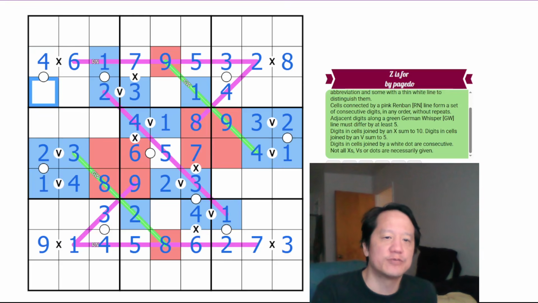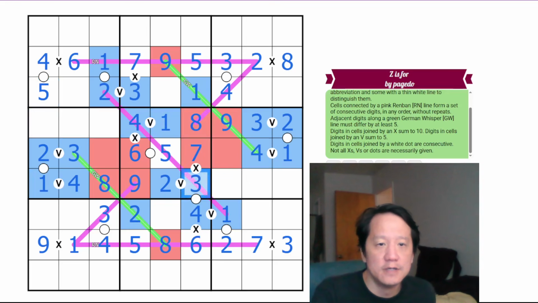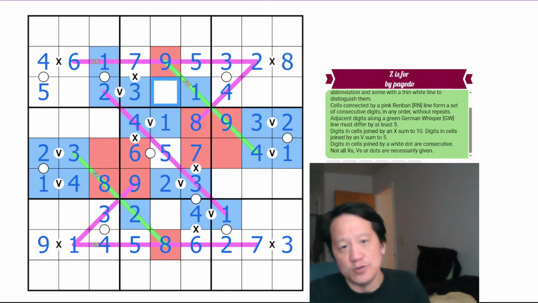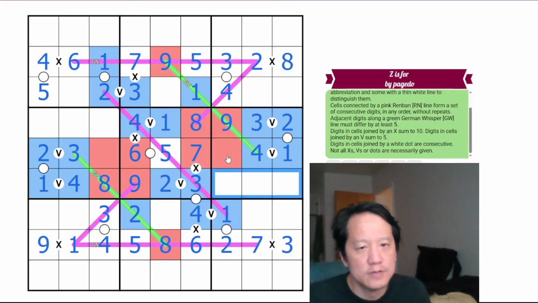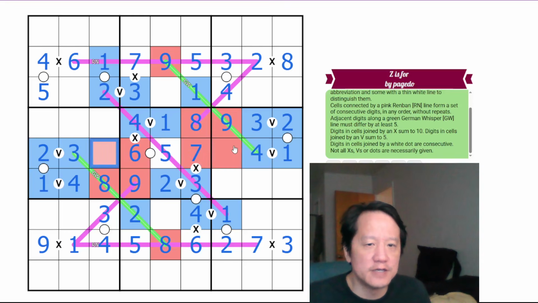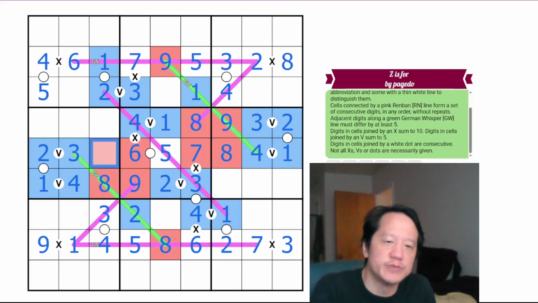4 is consecutive with 3 and 5, but this cannot be 3 because of 3 in the row. So this is 5. And the rest we have to do with normal Sudoku. Okay. Remaining digits of row 5 have to be 8 and 9. 9 can't be here because of 9 in the box, so this is 8, which makes this 9.